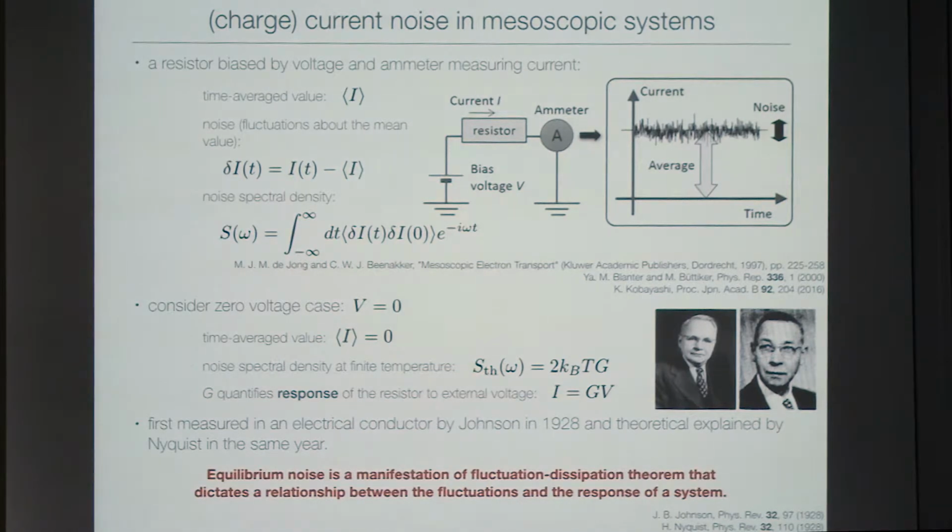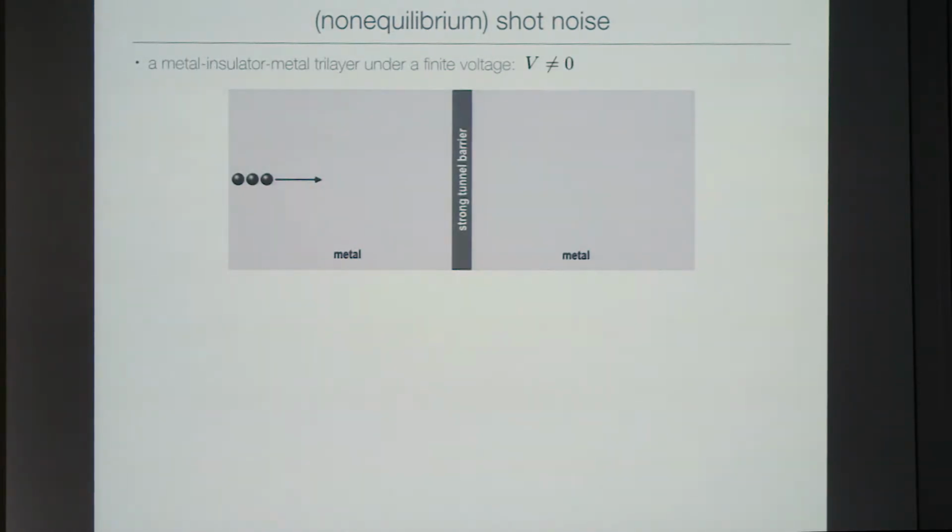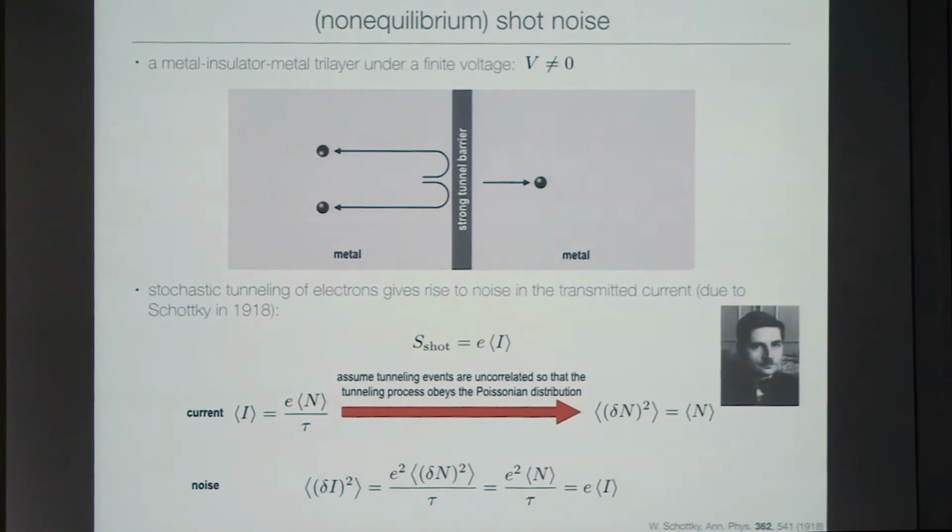But if you actually go to a non-equilibrium situation, you can get even more information from the noise. So imagine that you have a setup like this where you have a metal which has an impinging noiseless electrical current. It's impinging on a tunnel barrier which is quite strong, let's say, and you have another metal on the other side. If this barrier is strong, most of the electrons get reflected, but some go through stochastically. And the fact that these electrons are transmitted through this barrier in a stochastic way generates noise on this side of the system. And one of the first people to look at this problem was Schottky in 1918. And Schottky found that the noise on this side is just current times the electron charge.